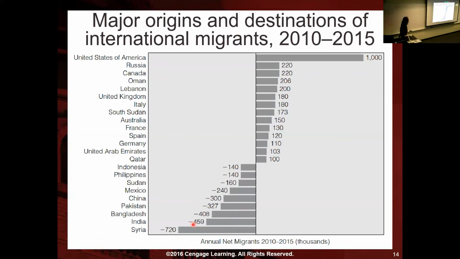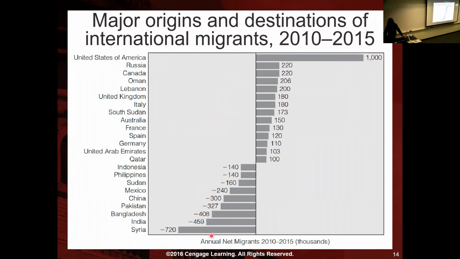Here is information about net migration, the major origins and destinations of international migrants. Those areas are gaining or losing more migrants, based on data from 2010 and 2015. The US gained 1 million more people than it lost in this period. Russia gained 220,000 more people than the number of people leaving Russia.